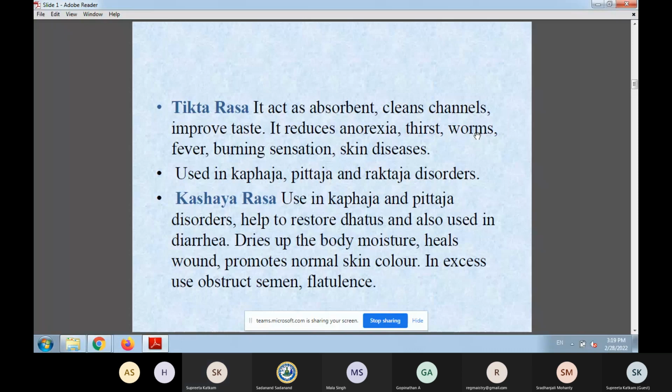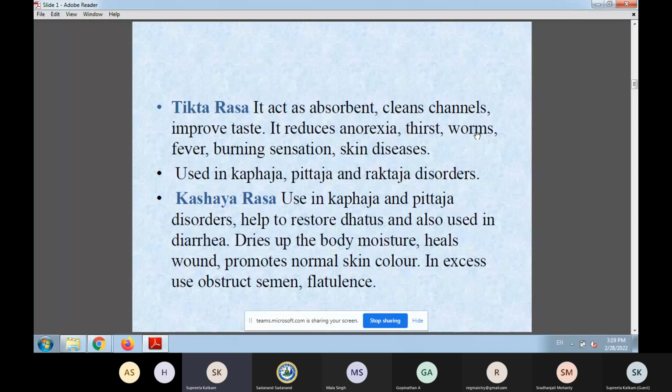Kashaya rasa. Madhura, tikta, and kashaya pacify pitta dosha. Used in kaphaja and pittaja disorders. Yes, so madhura, katu, tikta, and kashaya also pacify kapha dosha. So in kapha and pittaja disorders, it is going to be helpful. And kashaya rasa is very, very important.